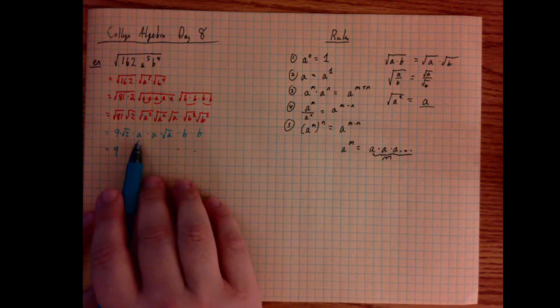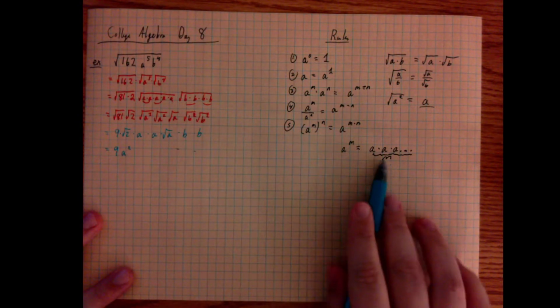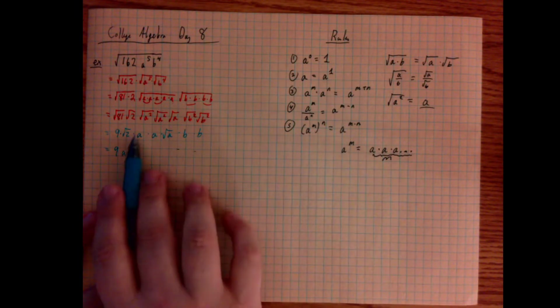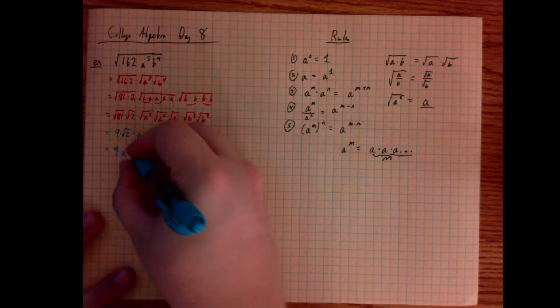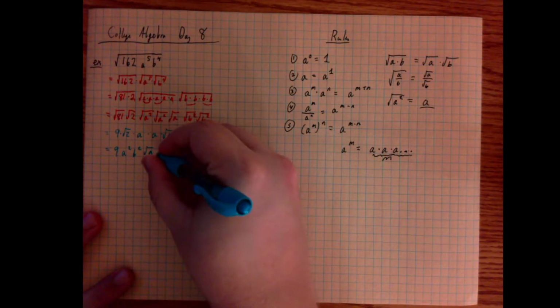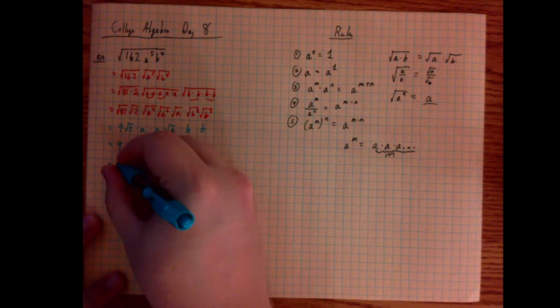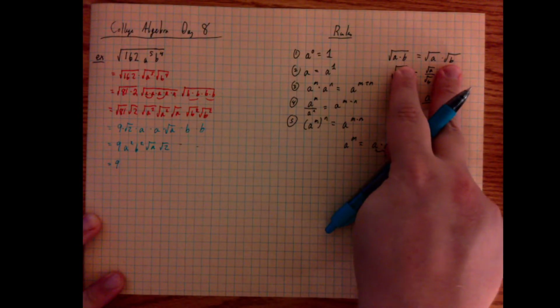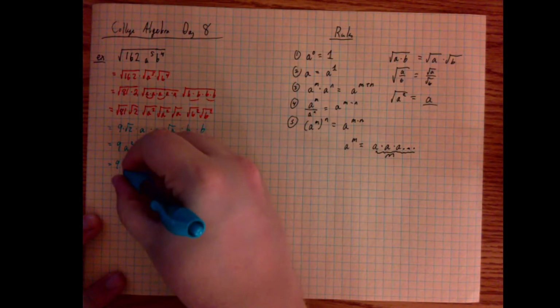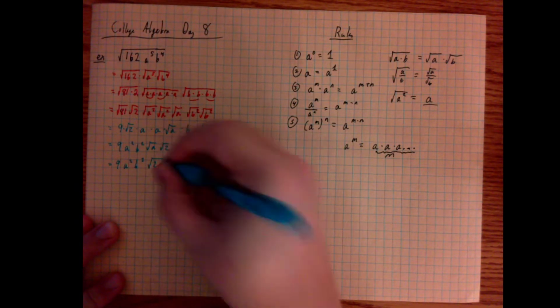But let's look at everything in the front. I have 2 a's, which would make this a squared. Because remember, if I have 2 a's, it'd be a to the second power because they're being multiplied. I have 2 b's, which would make this b squared. And I have the square root of a and the square root of 2. And then I can merge those two square roots back together using this property again. So you can see how you end up using the same properties multiple times.